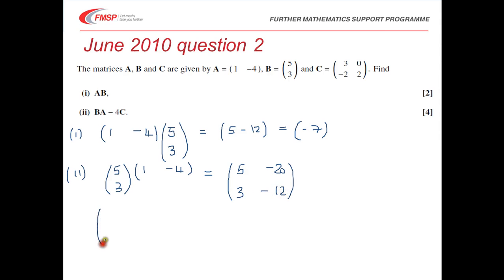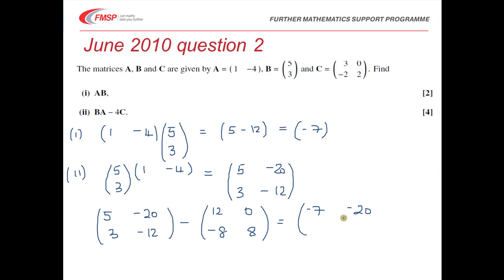And then from that we're going to subtract 4 times the matrix C. So we just take each of the entries in C and multiply it by 4. So we have 12, 0, minus 8, 8. And if we do that, we get 5 minus 12, which is minus 7, minus 20 minus nothing, which is minus 20, 3 minus negative 8, which is 3 plus 8, which is 11, and minus 12 minus another 8 is minus 20.